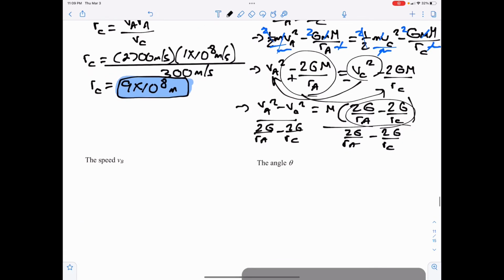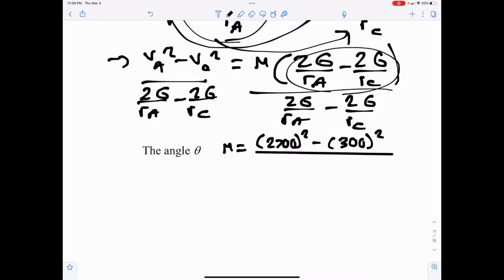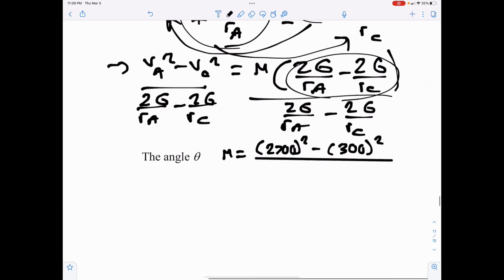And I want you to practice plugging in for that. Okay, VA, what was VA again? VA was 2,700. So we're going to go 2,700 squared minus VC was 300 squared. Okay, there's our numerator. Our denominator is going to be 2 times your value for G. Recall G is the gravitational constant of about 6.67 times 10 to the negative 11. Now, you don't need to memorize that number because it's given to you on the table of information and the formula sheet for the AP exam.